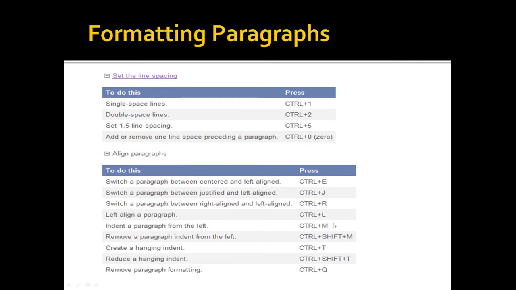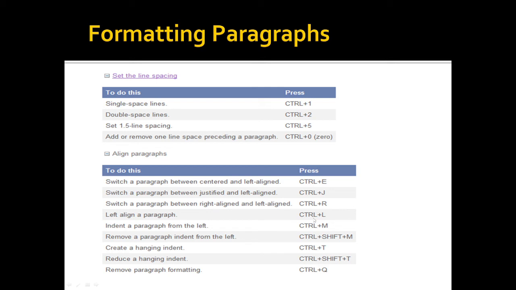Similarly, we have our shortcuts. Pressing Control 1 will be for single space lines. Control 2 will be for double space lines. Control 5 is for 1.5 line spacing. And to add or remove one line space preceding a paragraph, we can use Control 0. We can also switch a paragraph between centered and left aligned, we just press Control E. Switch a paragraph between justified and left aligned, Control J. Switch a paragraph between right aligned and left aligned, Control R.